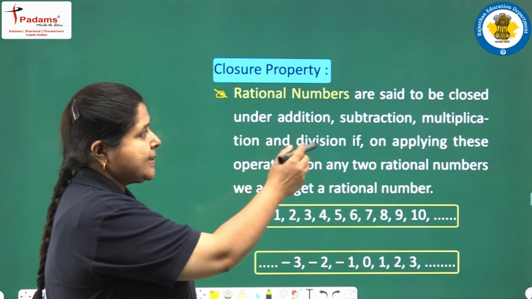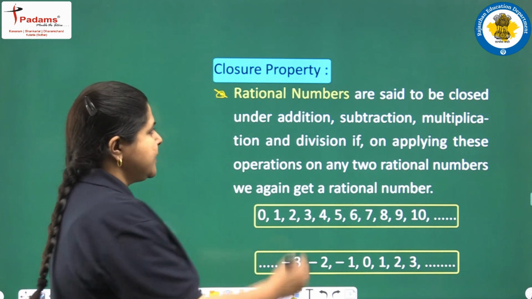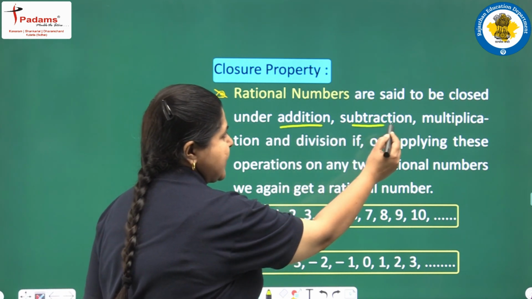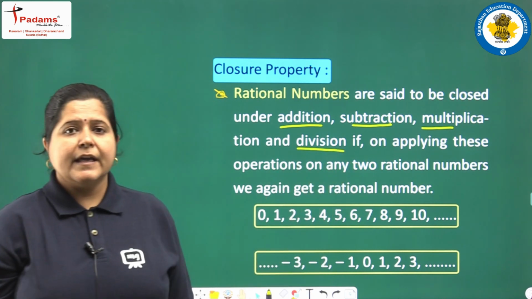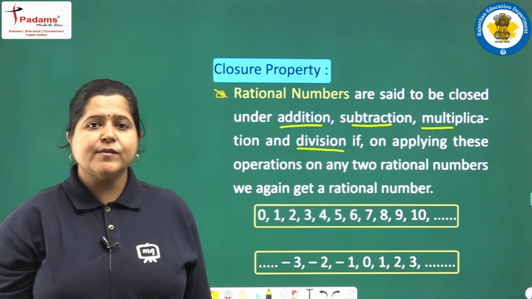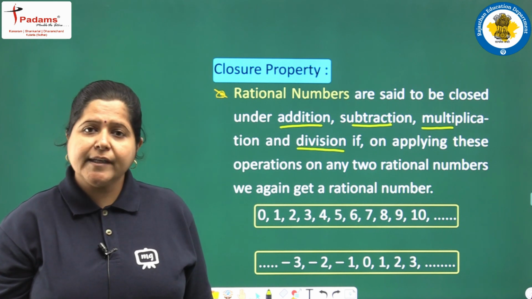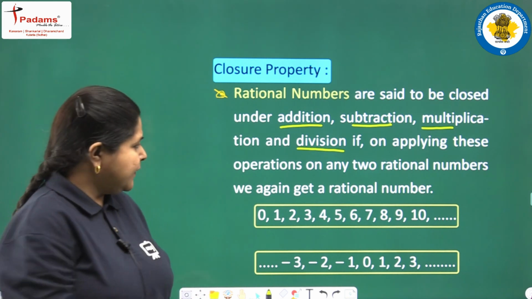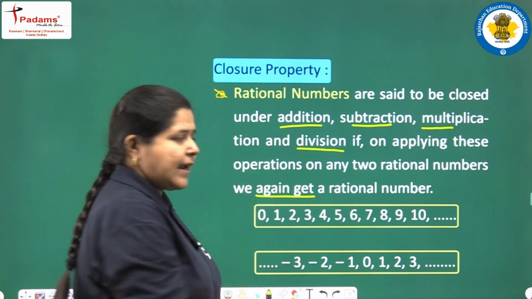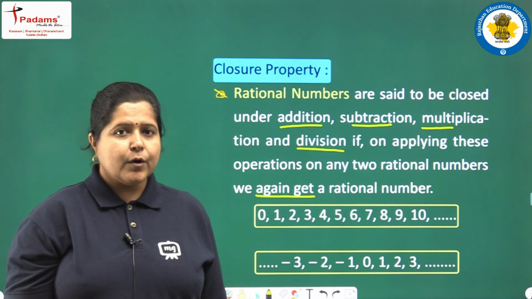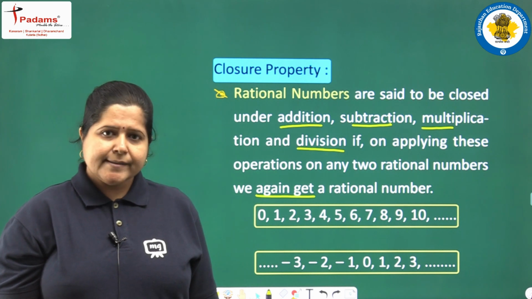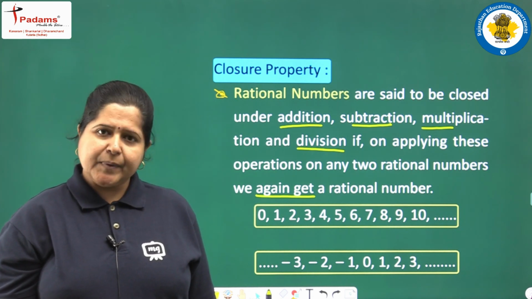To begin with closure property, rational numbers are said to be closed under addition, subtraction, multiplication and division if on applying these operations on any two rational numbers, we again get a rational number. On reading this, you may not have understood. To understand this, first let us take some simple numbers.